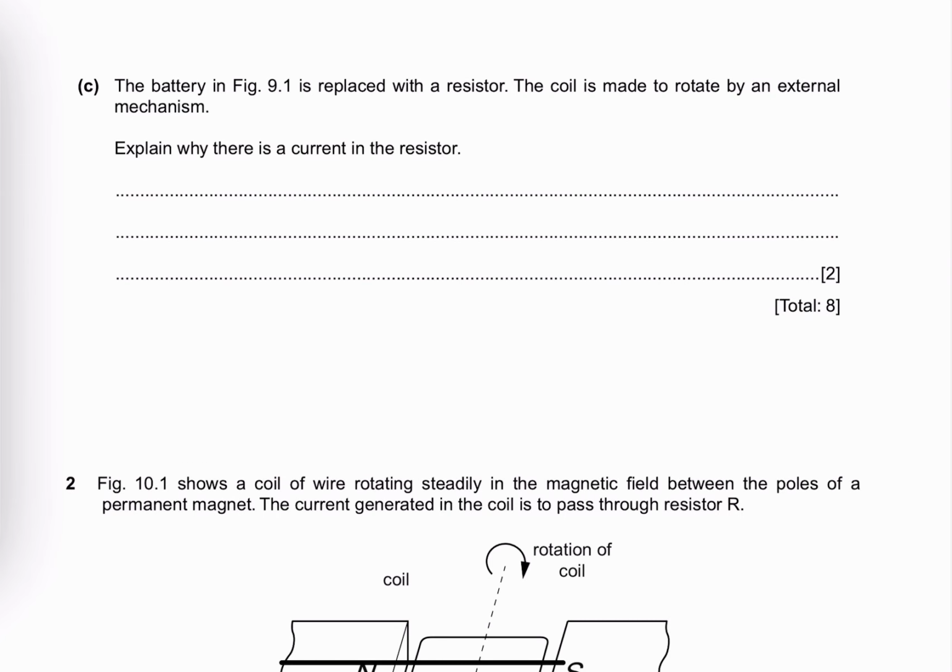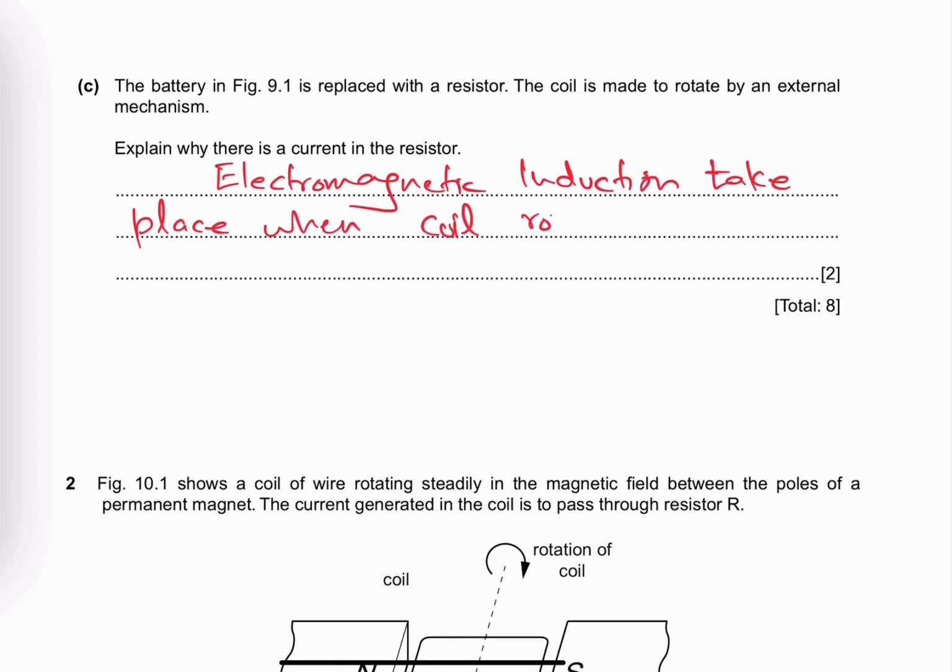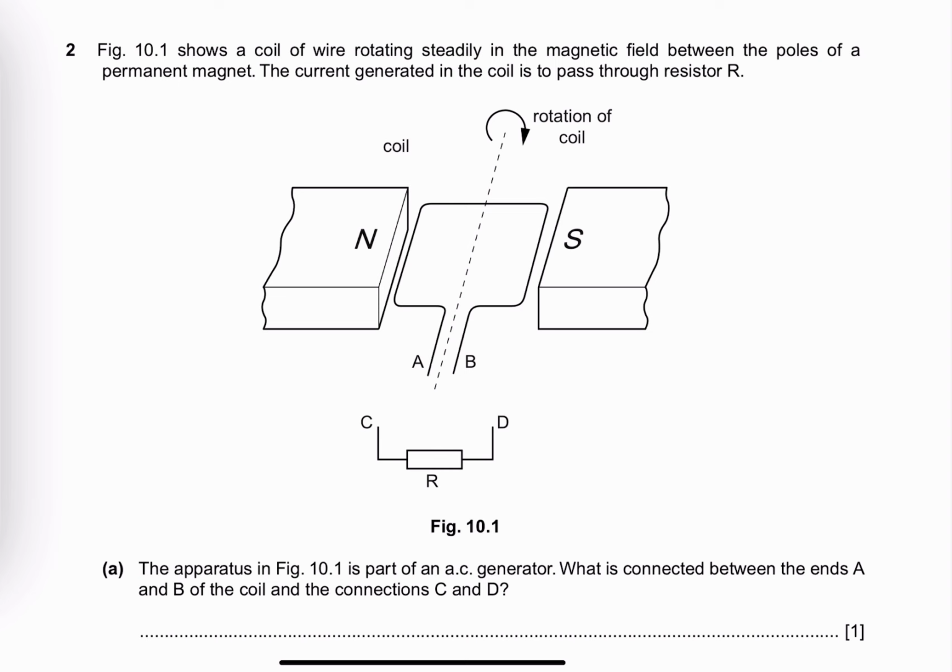So electromagnetic induction takes place when the coil rotates between magnetic field lines, okay, and the current will be produced. So for the 2 mark questions, that is enough.